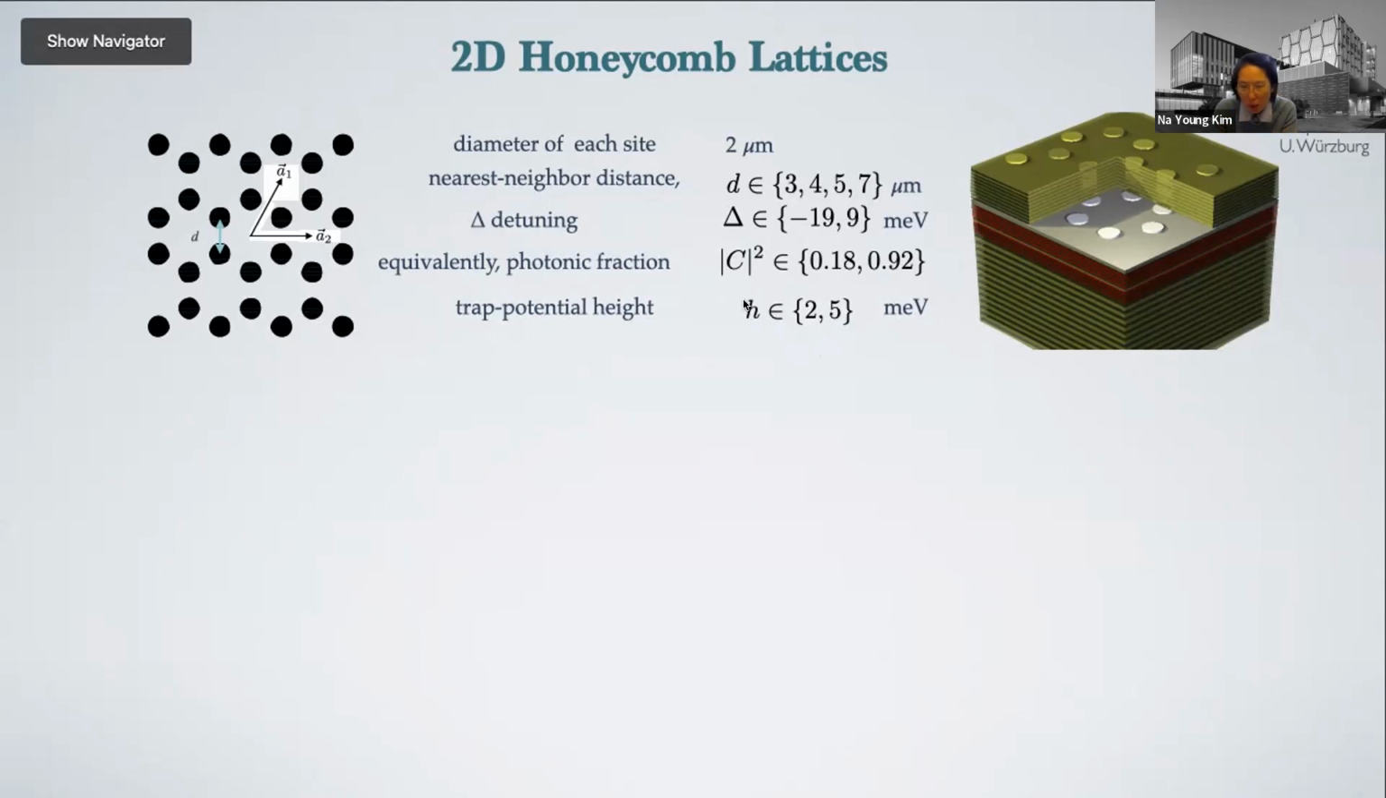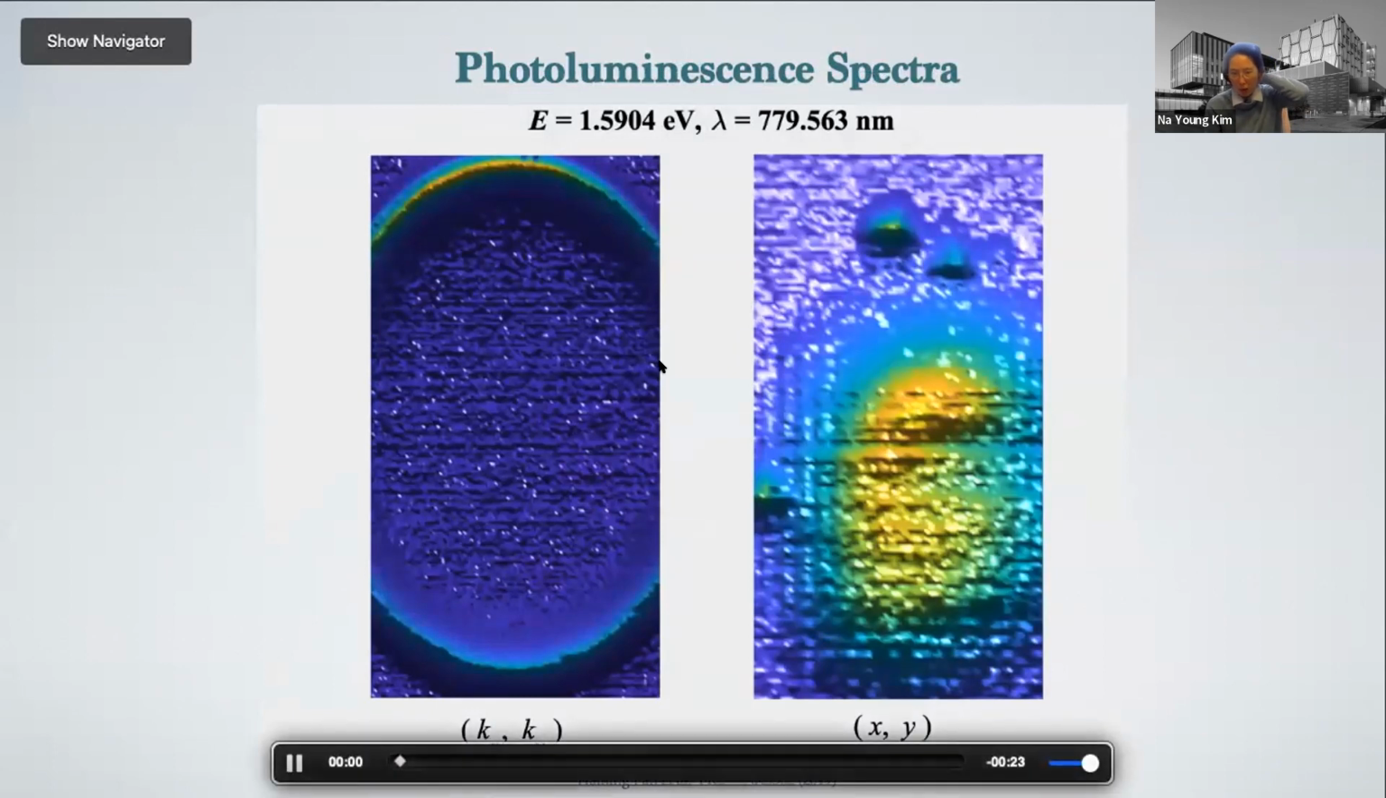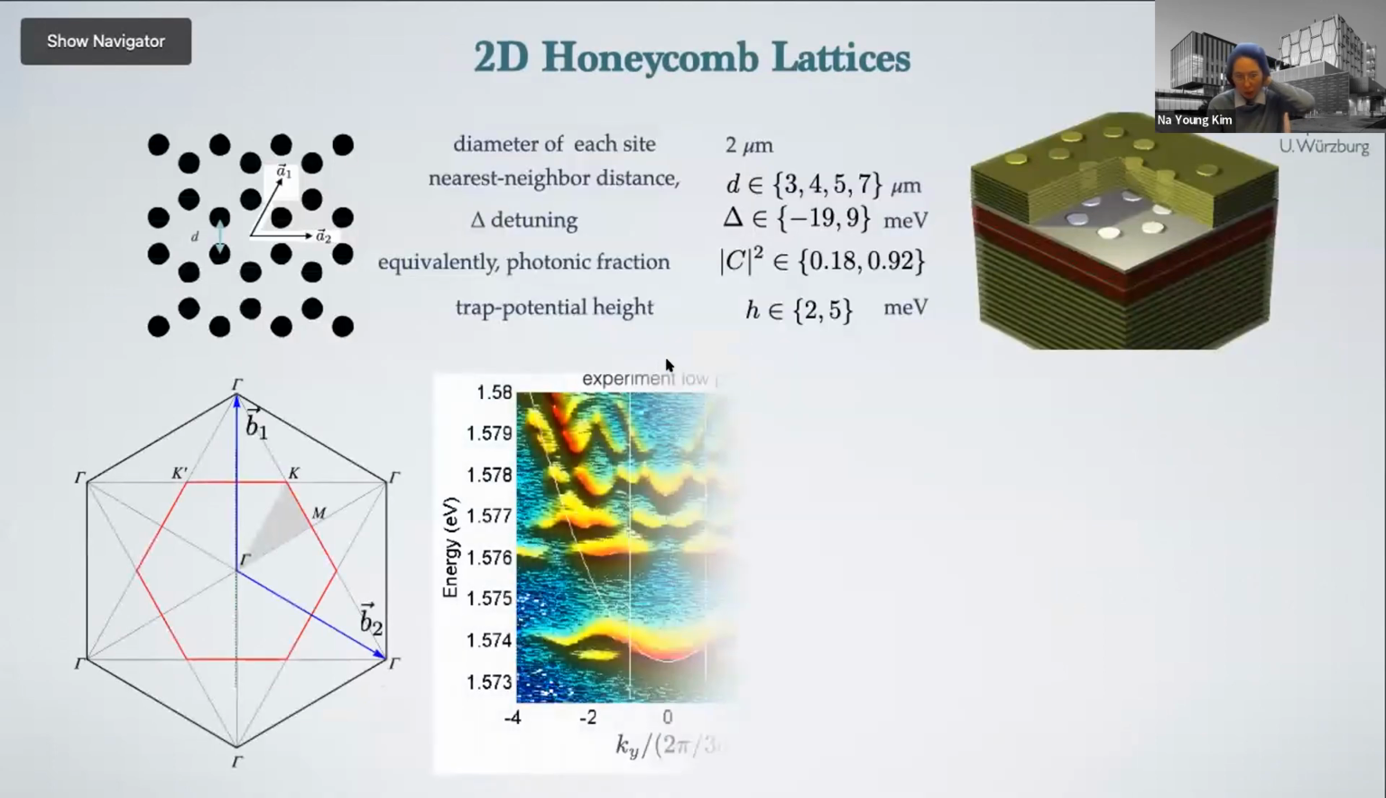So once we create it, we put it into the cryostat at about 4 Kelvin, or 4 to 10 Kelvin, and we examine it in the photoluminescence spectra. So let's have a very short movie.